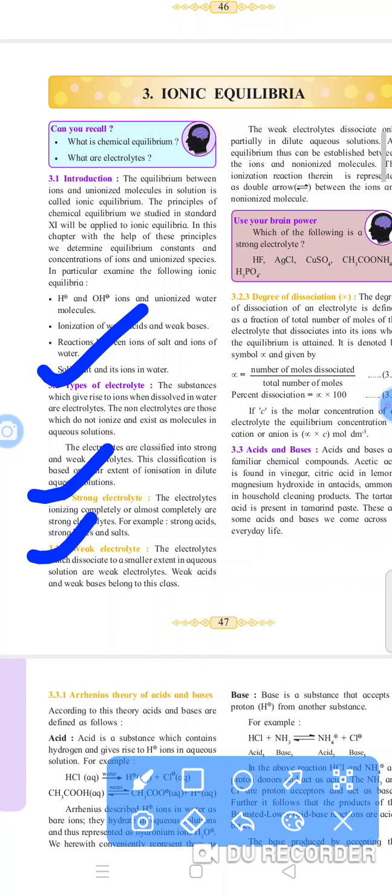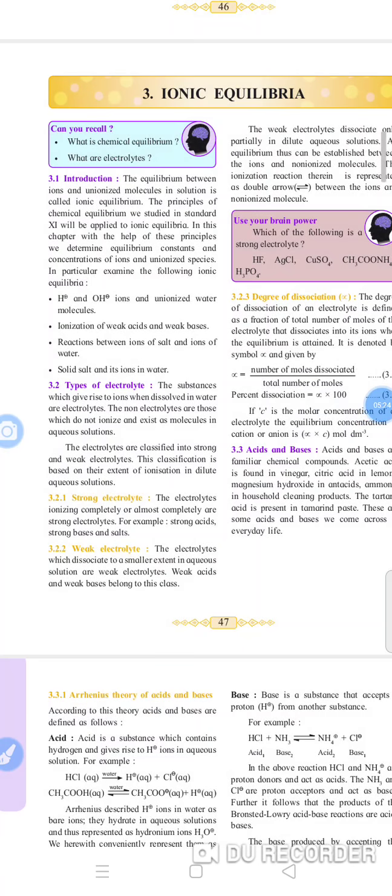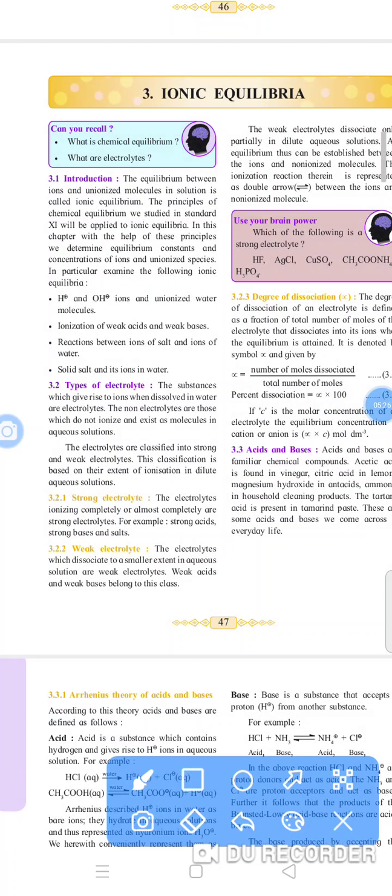How many types of electrolytes? There are two types. One is the strong electrolyte and the second is the weak electrolyte. Now, what is a strong electrolyte? The electrolyte which is completely ionized, or almost completely ionized, is called a strong electrolyte.